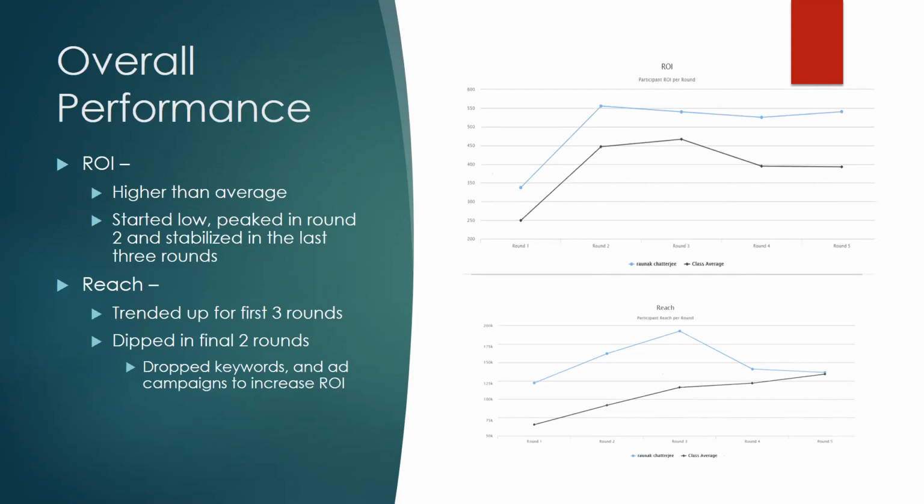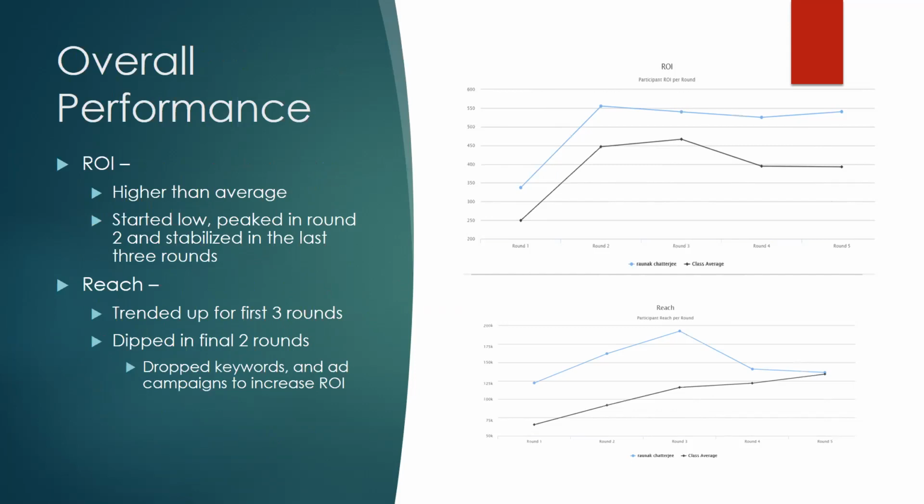Here's my overall performance for both my email and ad campaign combined. The ROI graph on the right-hand side shows that it's higher than the class average overall. And some of the steps taken to improve the ROI performance in rounds 4 and 5 helped stabilize the slight decline from rounds 2 and 3 and helped keep it over the class average. It actually widened the gap a little bit in rounds 4 and 5 from the class average.